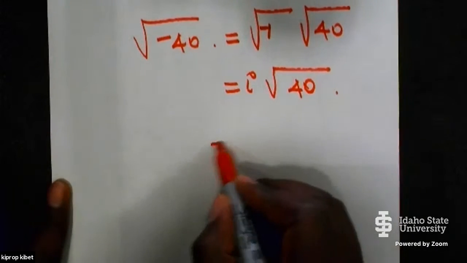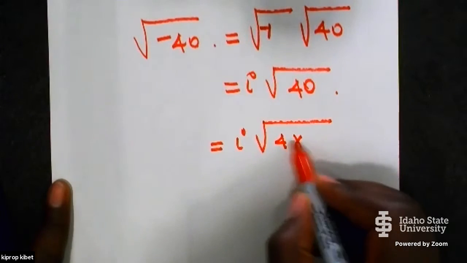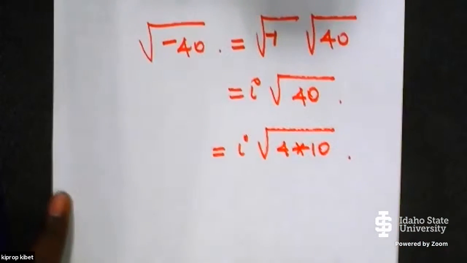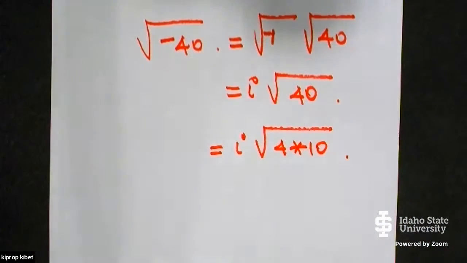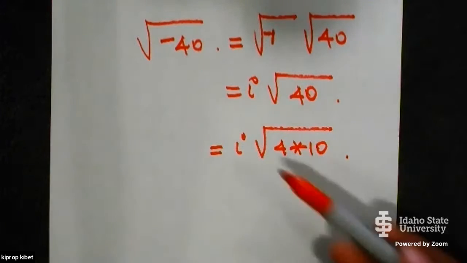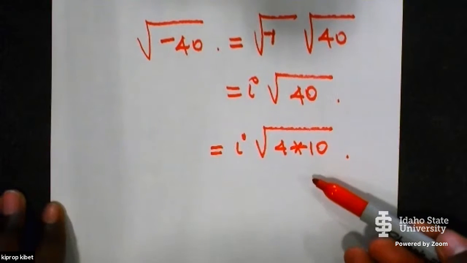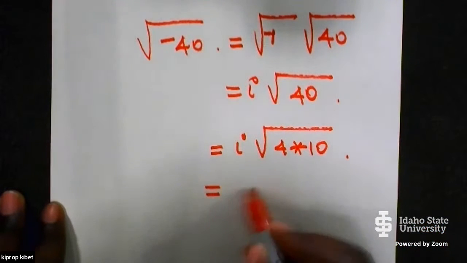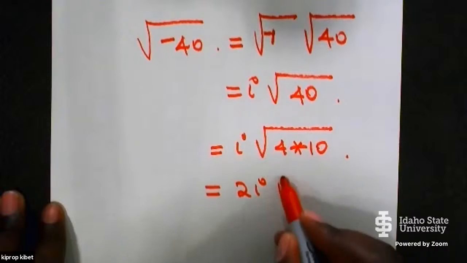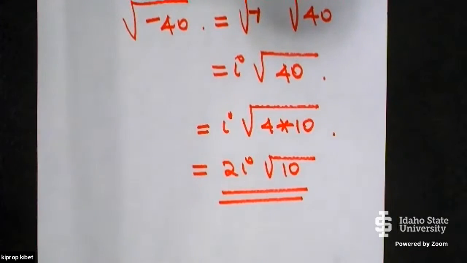So again, this is equal to i times the square root of 4 times what? Times 10. So we know the square root of 4 is 2. The square root of 10 can remain like that. So it equals 2i, the square root of 10.